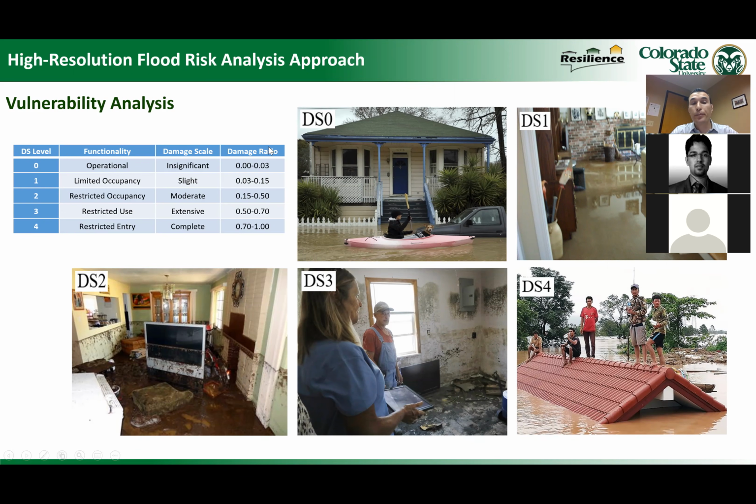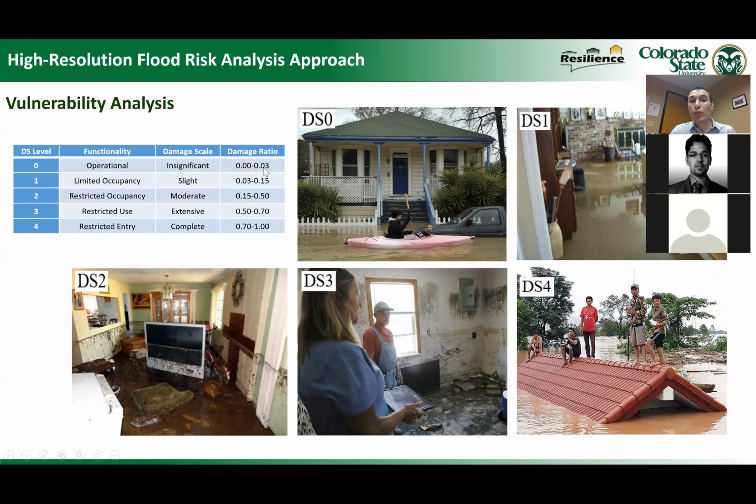And this is the damage ratio associated with each one of these damage states. If I have damage state 1, I expect that the building will lose from 3% to 15% in terms of losses as a percentage of the market value of the building. When I say market value, I mean the value of the structure and the interior content.